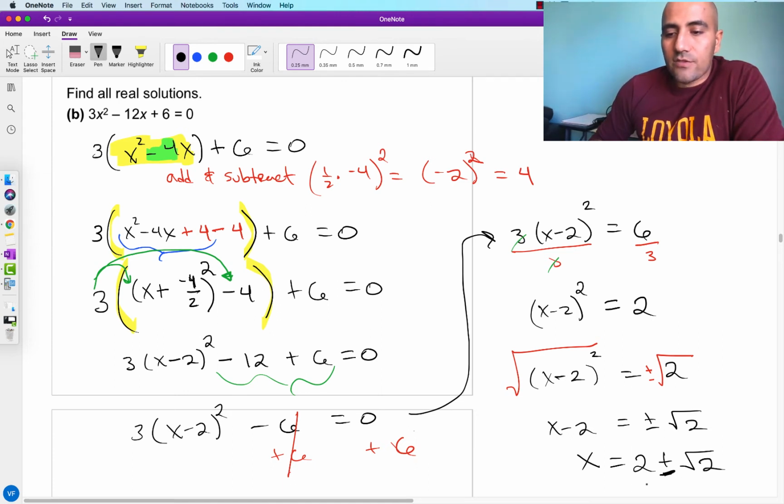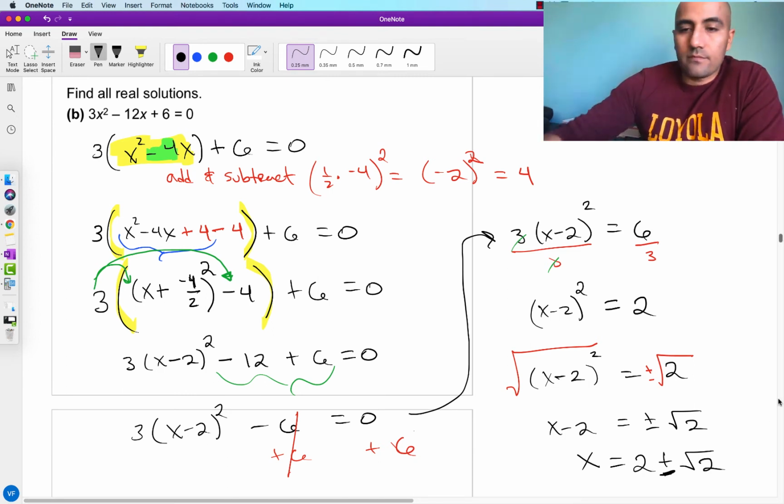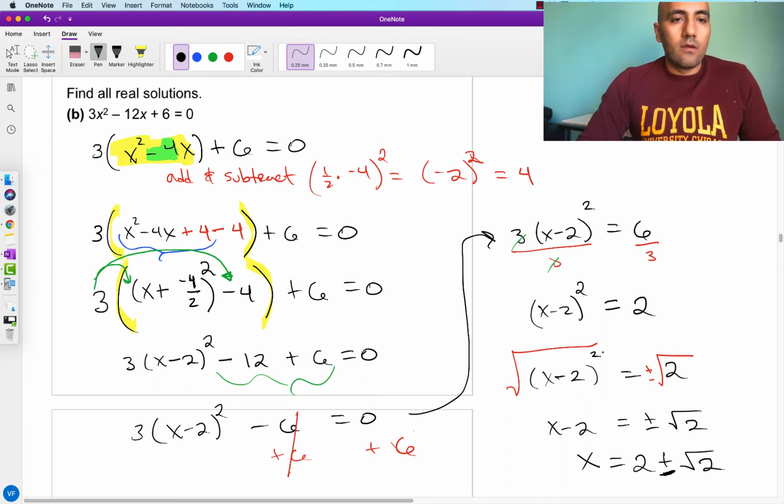Right, so that's 2 answers. One of them with the plus, 2 plus root 2, and the other answer is going to be 2 minus root 2. Okay, so that's the process of completing the square.